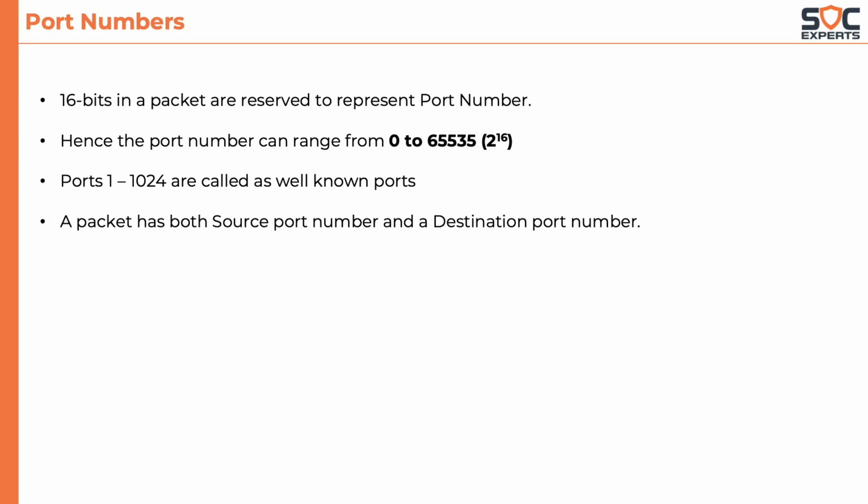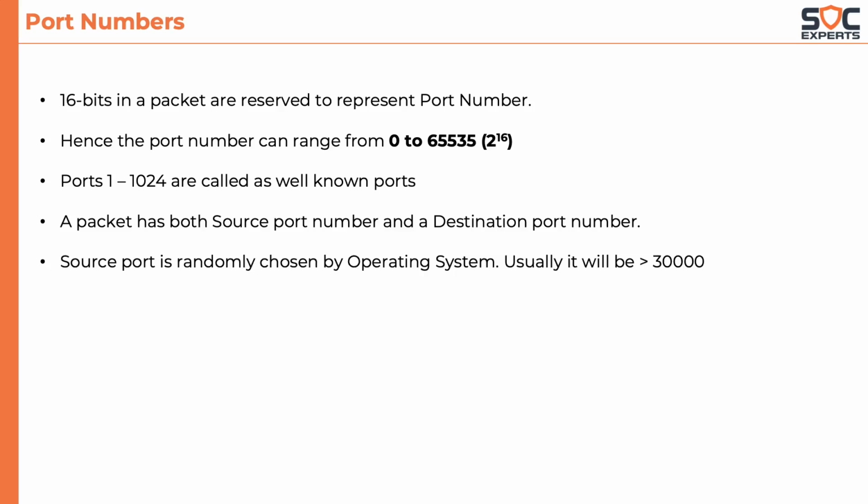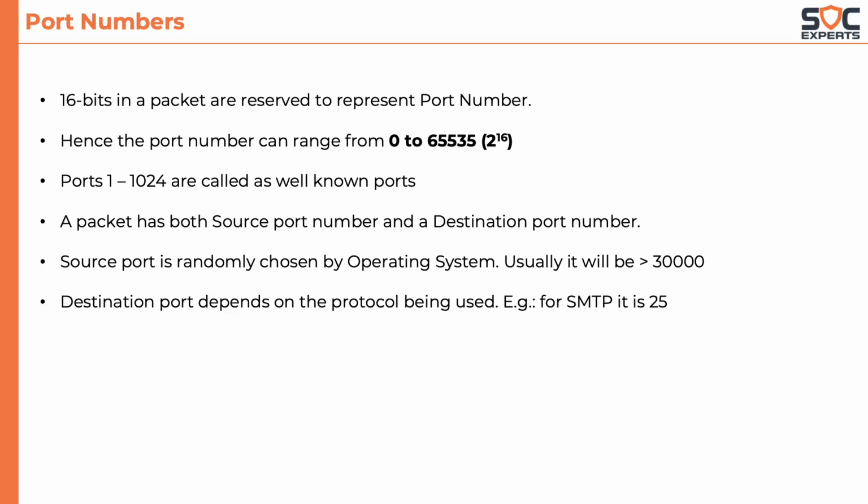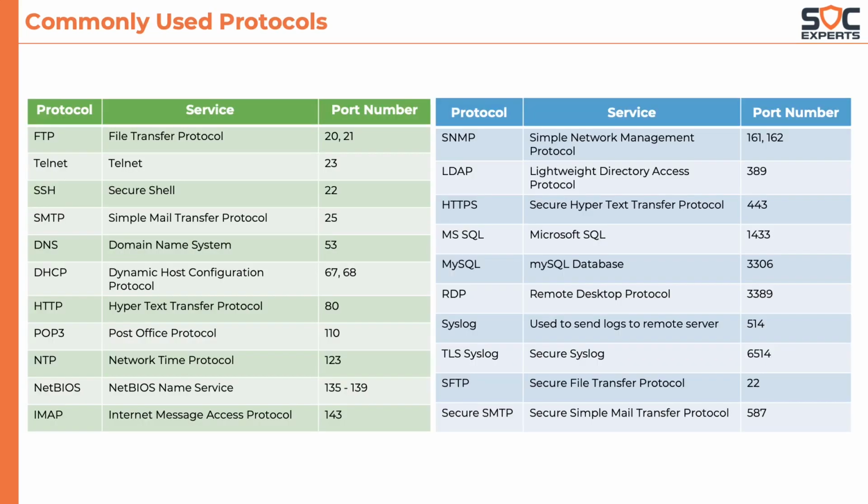A packet has both source port number and destination port number. 16 bits for source port and 16 bits for destination port. As learnt in the past, source port is randomly chosen by the operating system. Usually it will be greater than 30,000. Destination port depends on the protocol being used, for example SMTP 25, HTTP 80, etc. It will come in really handy to memorize a few commonly used protocols and their port numbers. Pause the video and take a look at these commonly used ports and protocols.